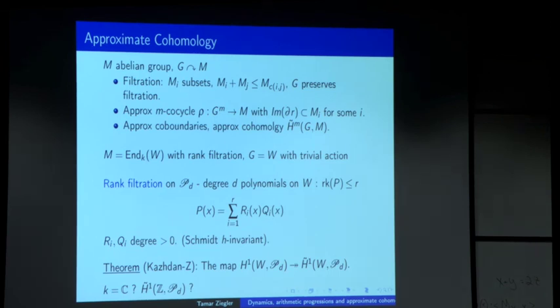If you have a true cocycle, or a true coboundary, then its image is always an approximate cocycle or approximate coboundary. So you have a natural map from the true cohomology groups to the approximate cohomology groups, and we show that this map is onto. So if I have any almost homomorphism into polynomials with this filtration of bounded rank, then it's close to a true homomorphism.